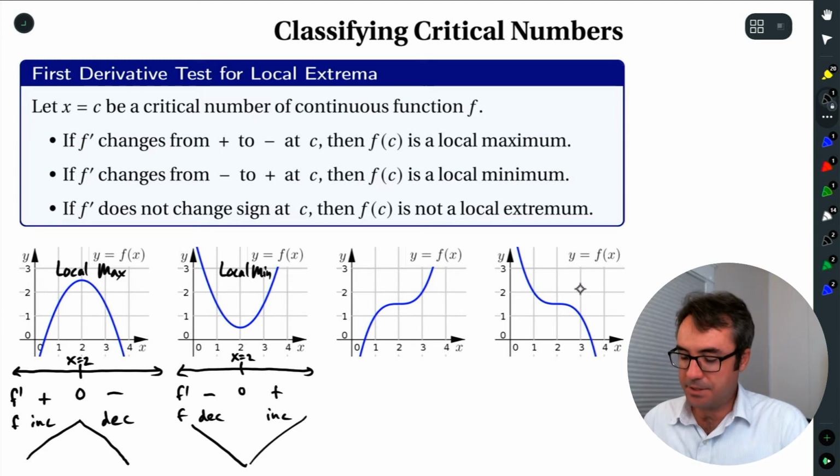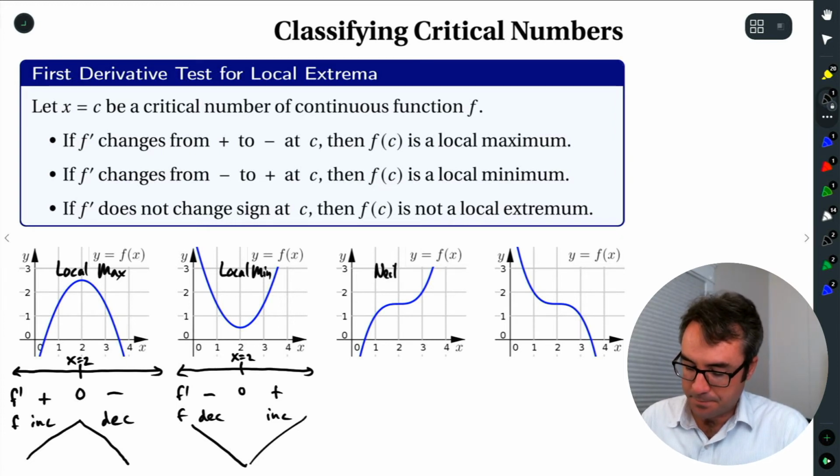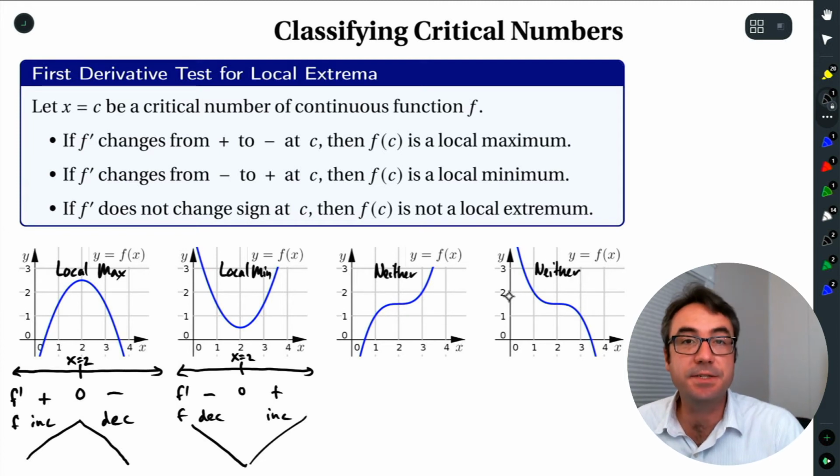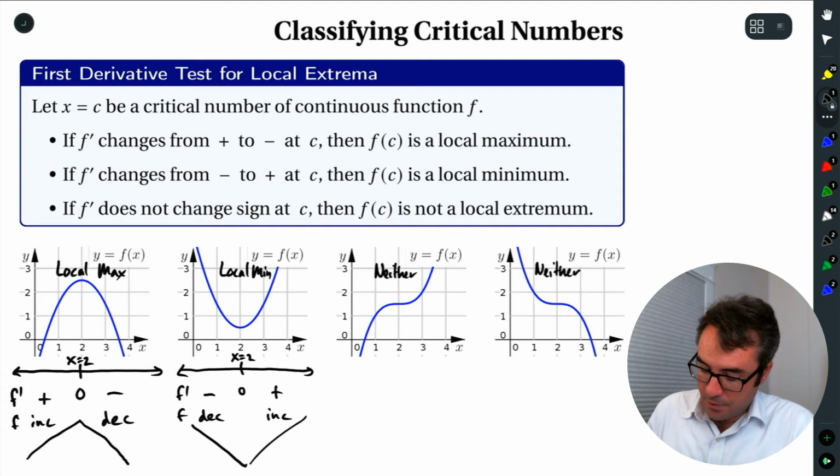What about these other two graphs? Well, both of these are neither. Not a max, not a min. Even though x equals 2 in both cases is a critical number because the graph flattens out there, so the derivative is 0. What would have happened though? What would our sign chart have looked like, say, in this example?